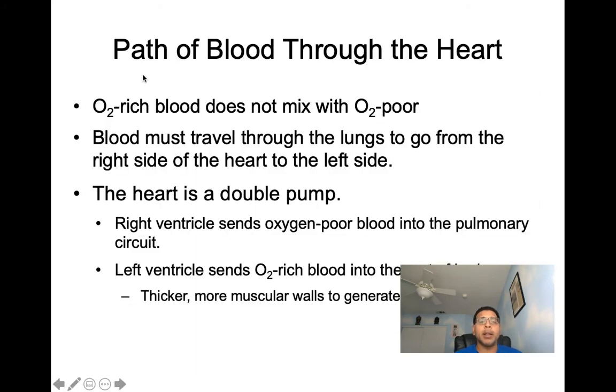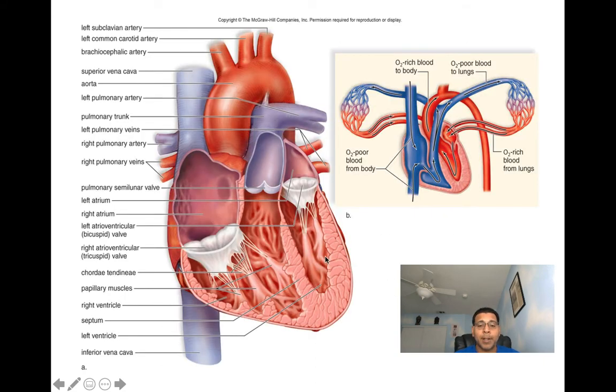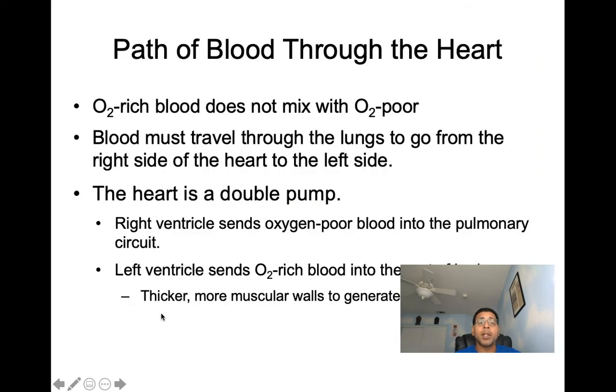So here we can see then, oxygen rich blood does not mix with oxygen poor blood. Blood must travel through the lungs to go from the right side of the heart to the left side. So think of the heart as a double pump. The right ventricle sends oxygen poor blood into the pulmonary circuit, and then the left ventricle is going to send oxygen rich blood to the rest of the body. That's why when you look at this left ventricle, it's much thicker compared to the right ventricle. It's got more muscle in its walls, and that's all there to help generate a stronger pumping force.